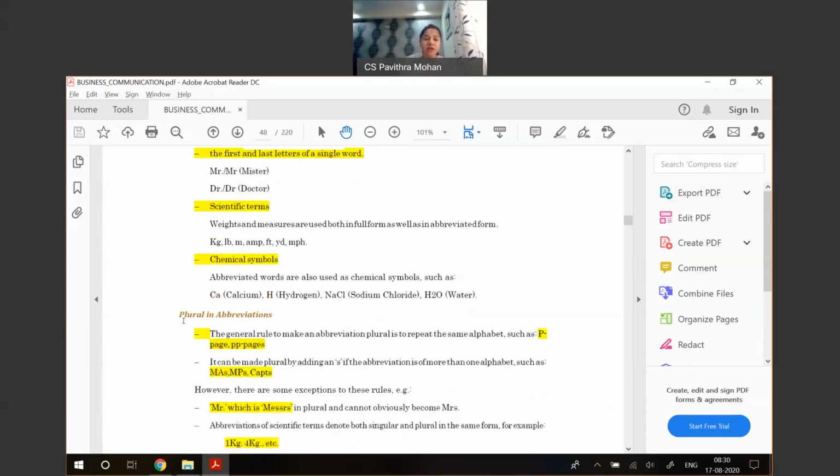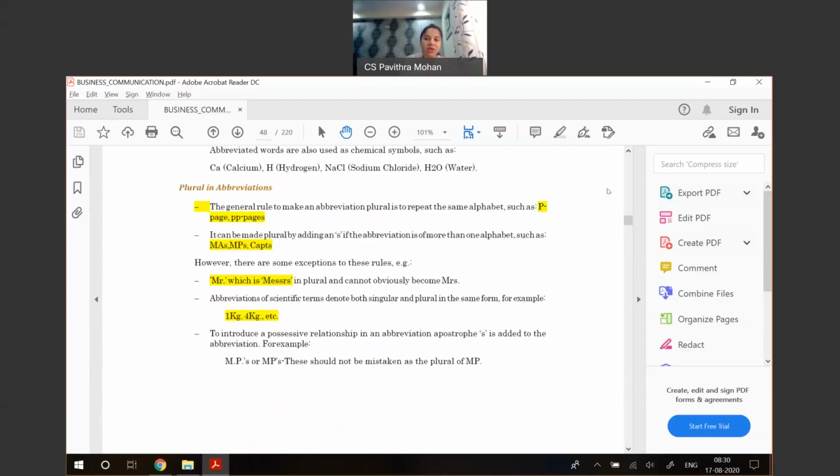In abbreviations, for plurals, p will be my page and pp will be my pages. Or MLAs, MPs. Others I'll write in capital, and the plural I will write with a small letter s. Mr. in plural will be Messrs. Or it can be 1 kg, 4 kg, where before only we put it. This is the plural way of writing an abbreviation.